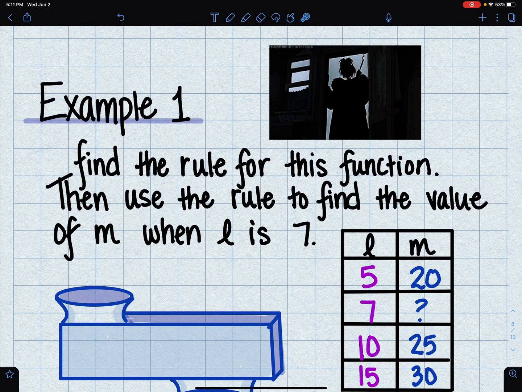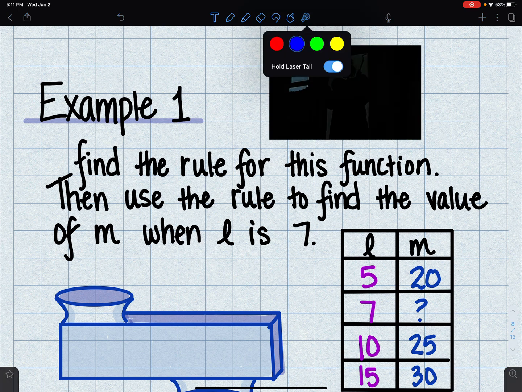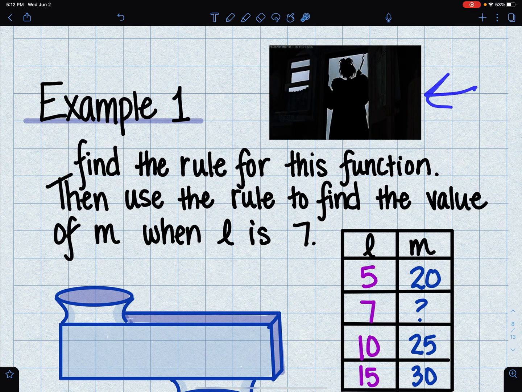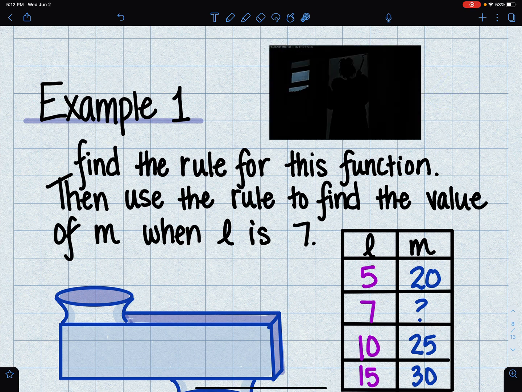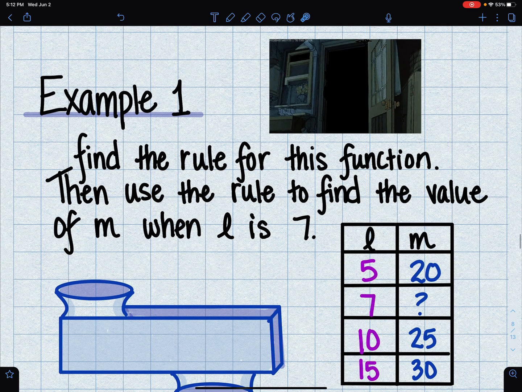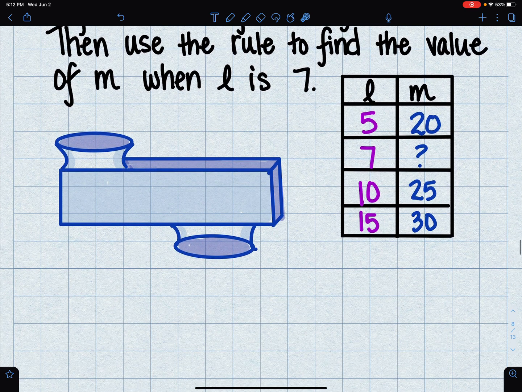Okay, example 1 says, find the rule. It's going to be a different rule. It's not going to be Gwen's rule. This is going to be, I don't know, it might be Cruella's rule, right? Who knows? Find the rule for this function. Then use the rule to find the value of m when L is 7. Okay, so that is our job.